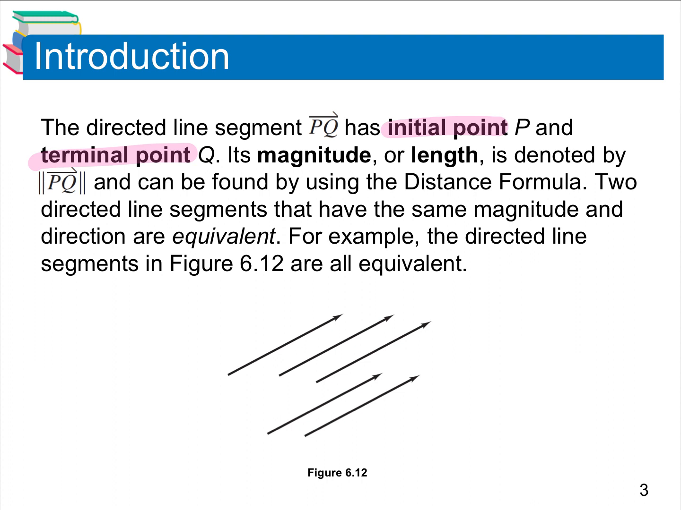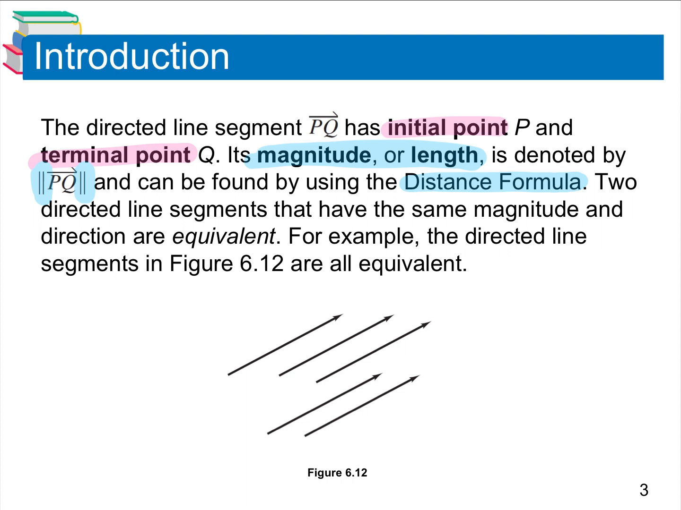Its magnitude, which is the length, is denoted by these two arrows. This is our symbol for magnitude. And it can be found by using the distance formula. So this we know from the beginning of the year. We talked about the distance formula in geometry.